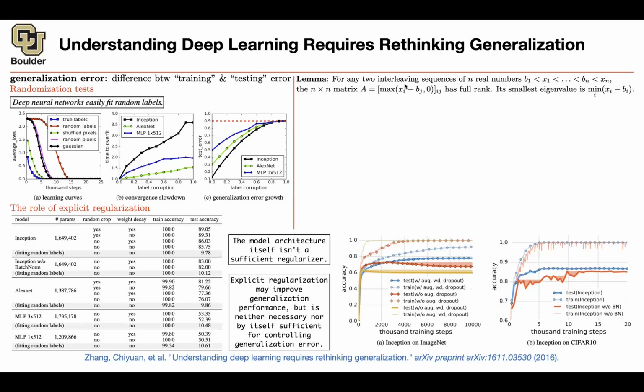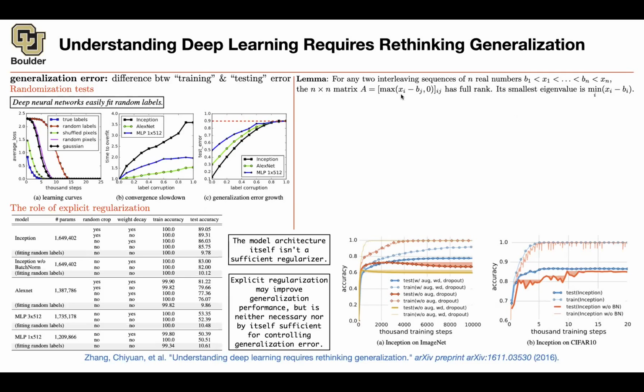So they are interleaving. Out of that, you're going to get a matrix that is n by n, and you're getting it from subtracting xi minus bj. Those are going to be the entries of that matrix. And we are going to take the max of that entry and 0. So these are the entries of A. The observation is that this A has full rank, and we're going to see why. And its smallest eigenvalue is the minimum of xi minus bi.